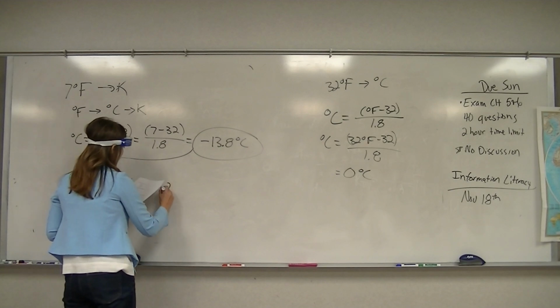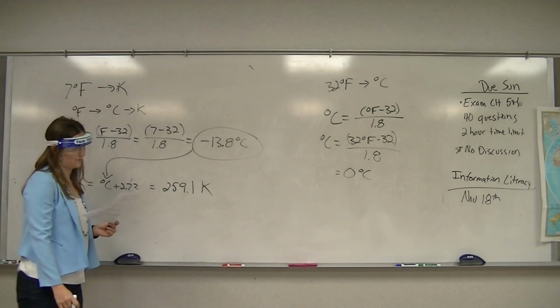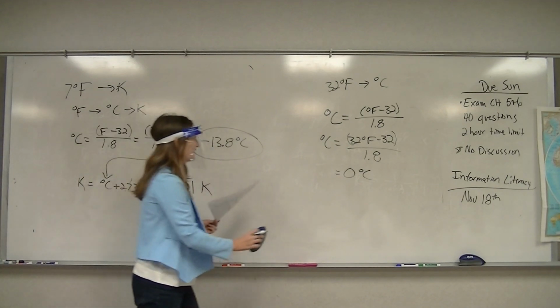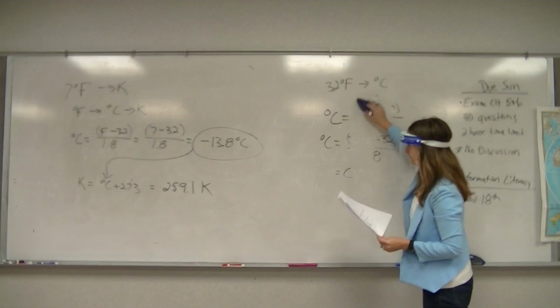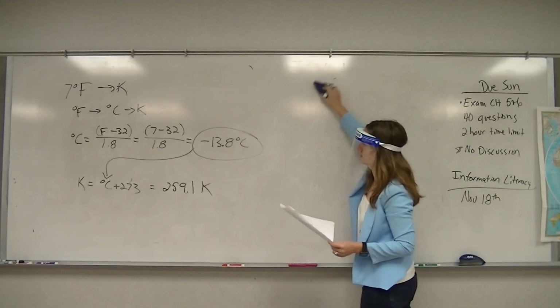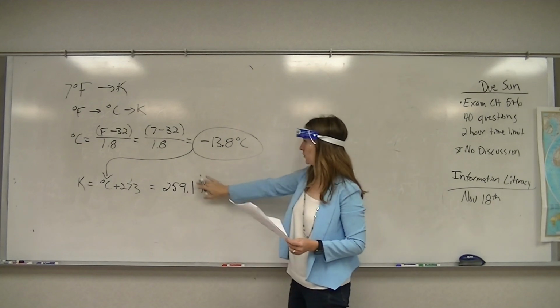Correct answer I have anyway. It's 259.1, I hope that's correct. Yes. That's what's on the answer key I provided. So if it's not, I need to change the answer key. So negative 13.8 plus 273 equals 259.1. Or close to it. It would be 259.2, I guess.